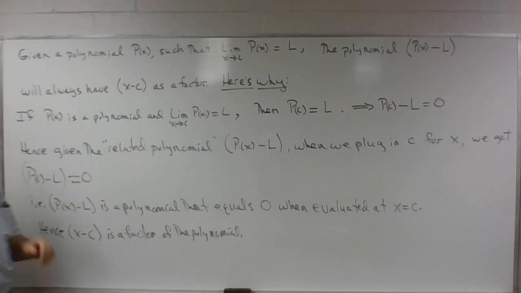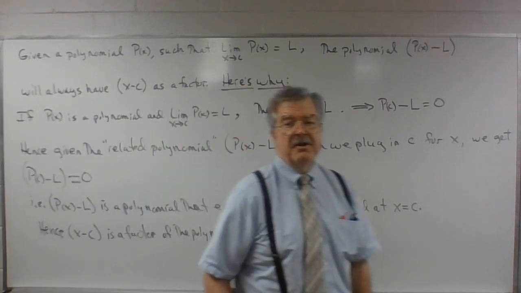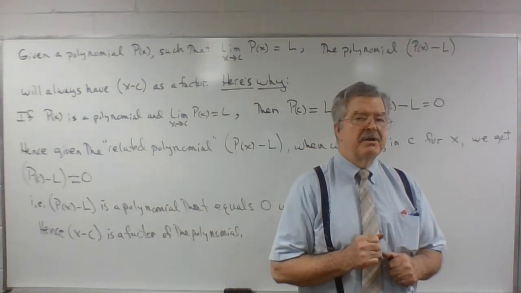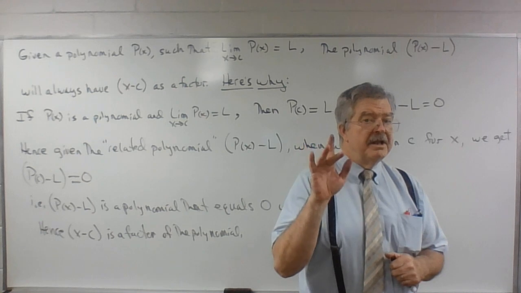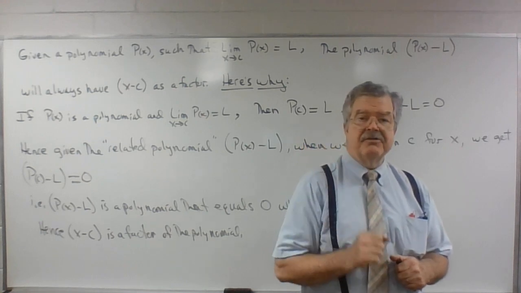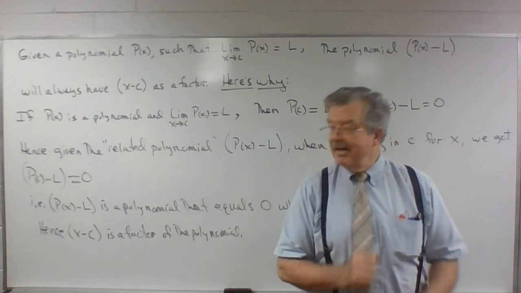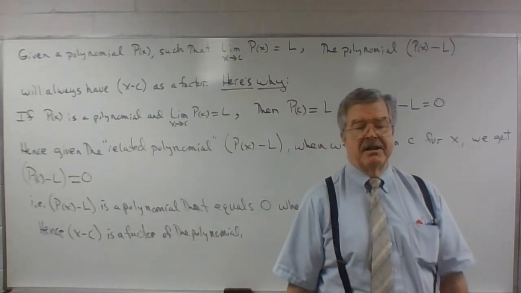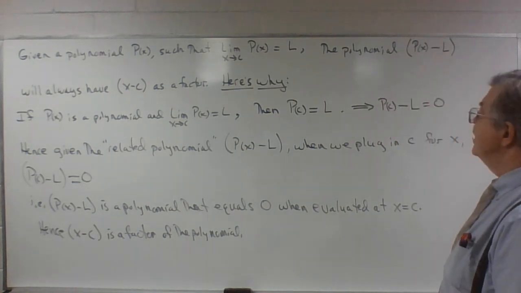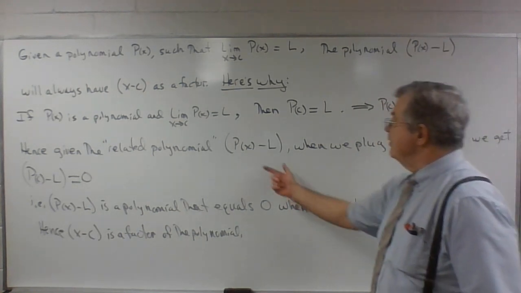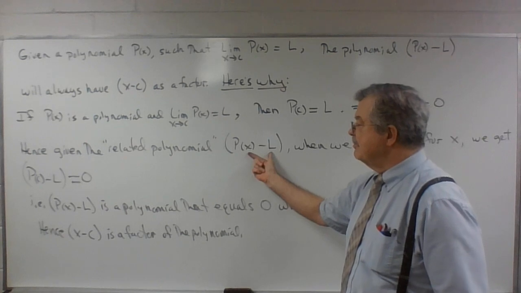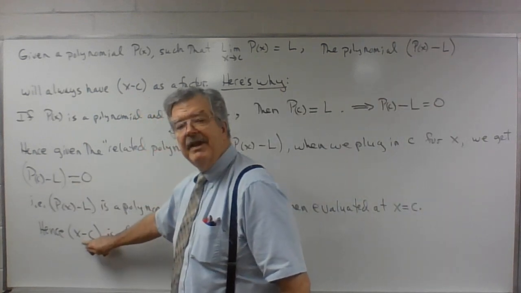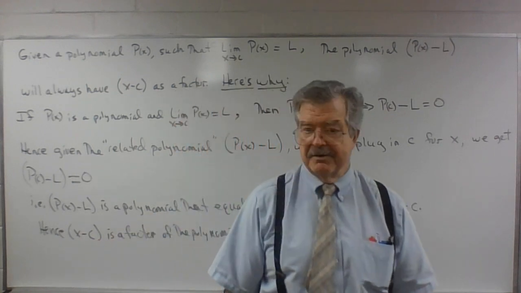And this is true of any polynomial. Take a polynomial. If you can find a value of x to plug into that polynomial, x equals c, and that makes the polynomial 0, then x minus that number is a factor of the polynomial. Well, guess what? This polynomial is such that when we plug in c, we get 0, which means that x minus c is a factor.